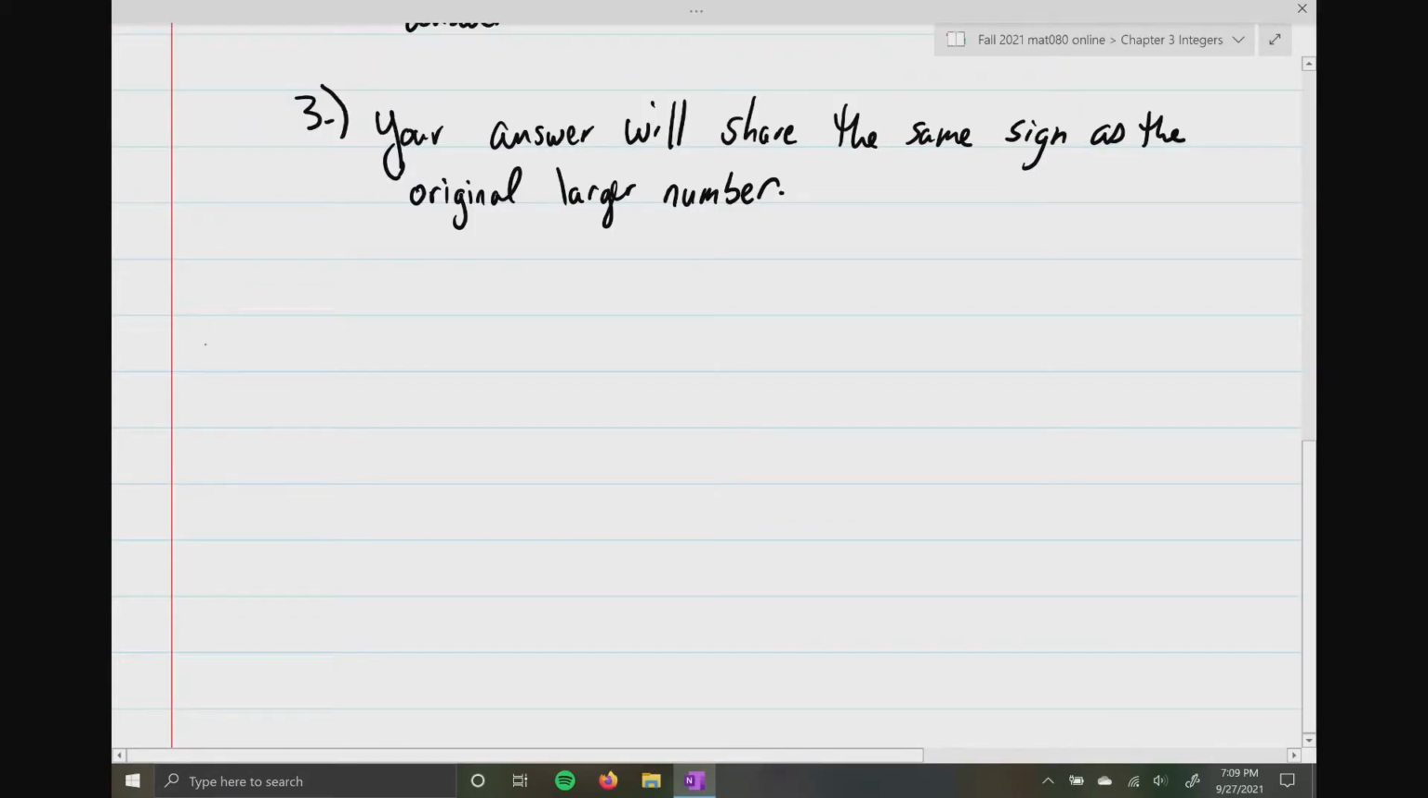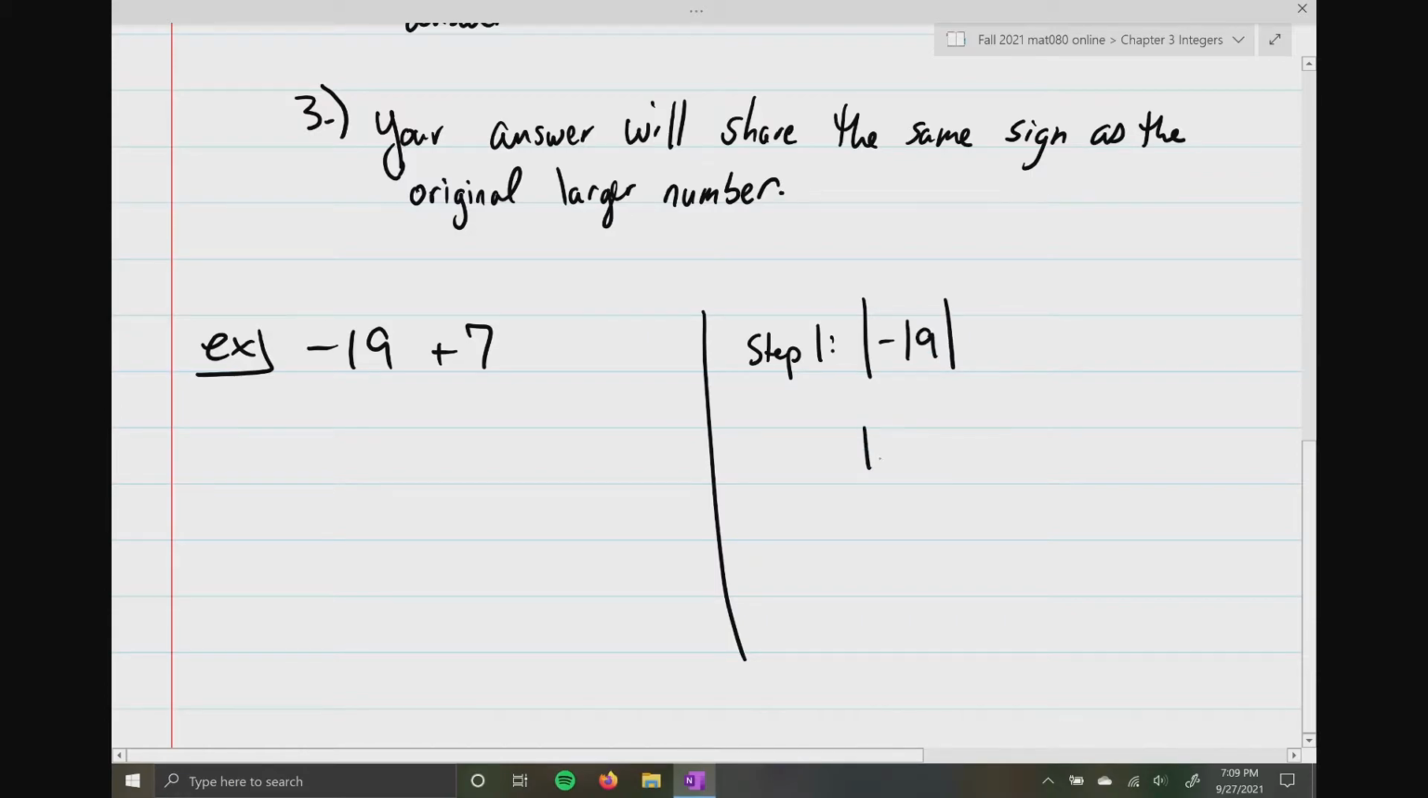So here's our example here. And we'll do, like I said, a relatively easy one. -19 plus 7. Now, you might be able to do this one in your head, but I want to show you how this works. All right? So off to the right here, I'm just going to write step 1. And I'm going to find the absolute value of each of these numbers. So the absolute value of -19 is +19. Absolute value of 7 is +7. So 19 is definitely larger.